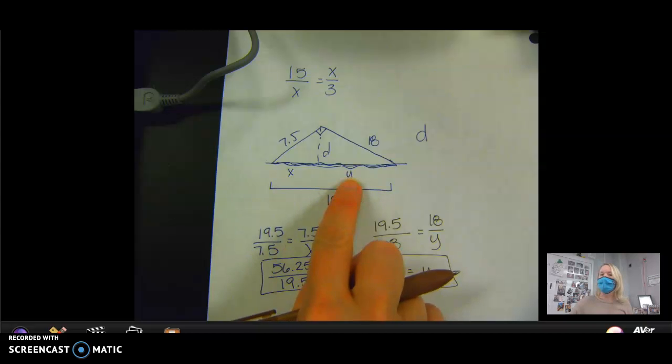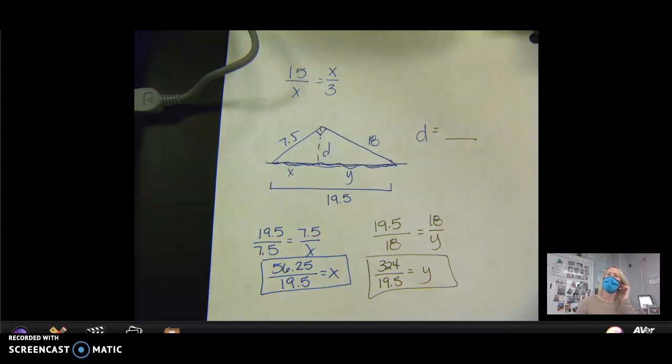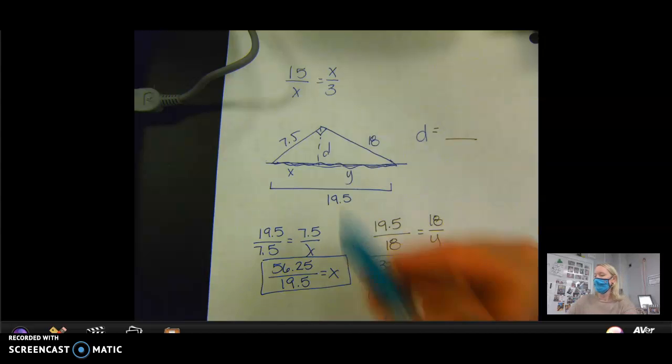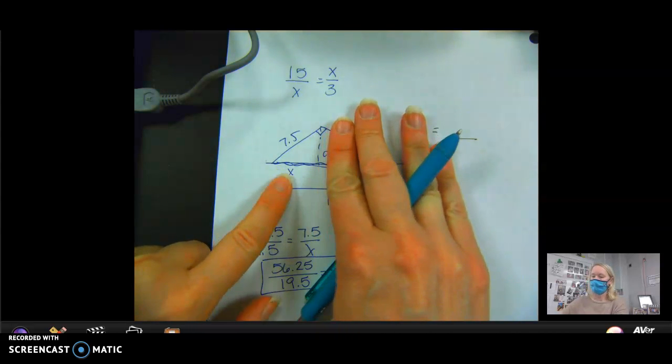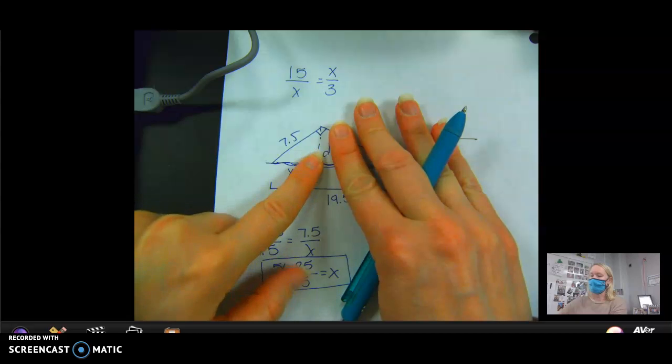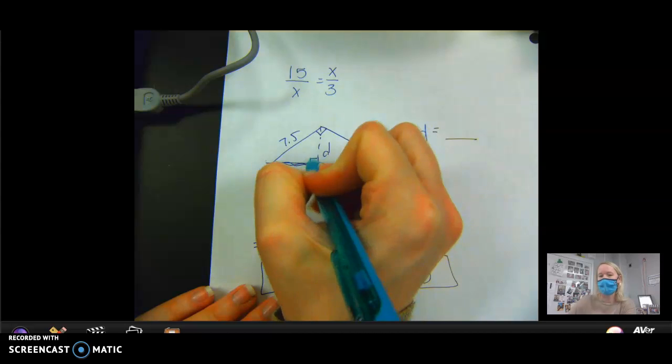Now if I know x and I know y, can I find d, which is what they're actually asking me for in this question? How would I do that? We could do Pythagorean theorem. If I was going to do Pythagorean theorem, did I actually need to find both x and y? No. Guys, I could have found just x, and then I could have used Pythagorean theorem right here: x squared plus d squared is equal to 7.5 squared. I could have done that because this is a right triangle.